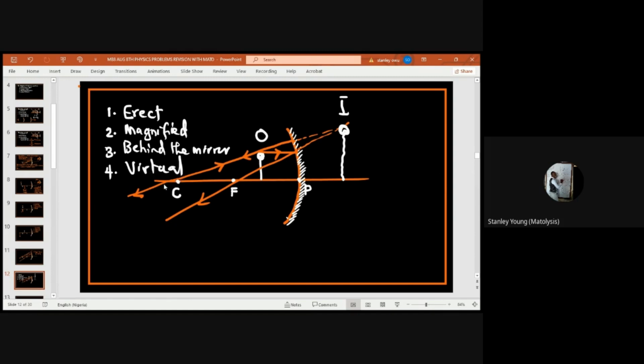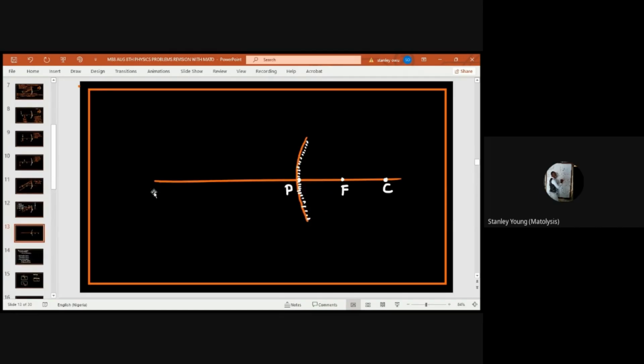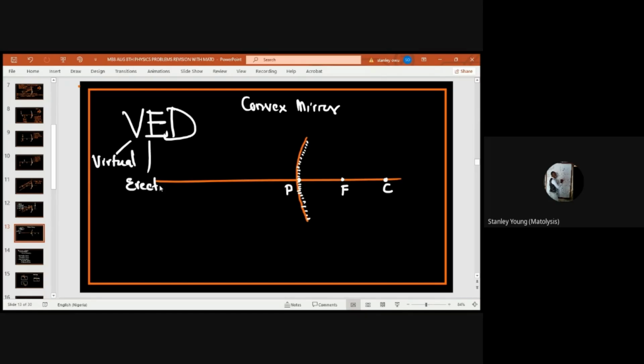So the image is virtual. Okay. Then the last case here is that of a convex mirror. For a convex mirror, the positioning does not matter. It doesn't matter where you stand. The properties of the image formed are always VED, which means virtual, erect, and diminished. Virtual, erect, diminished.